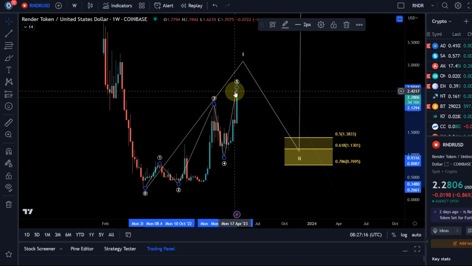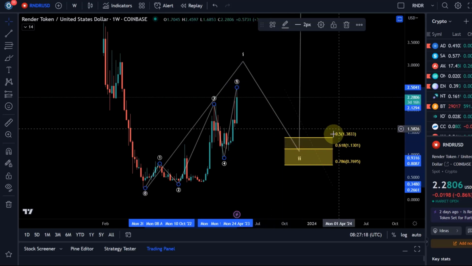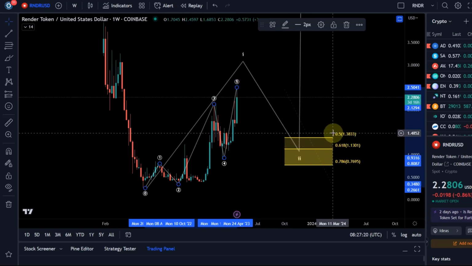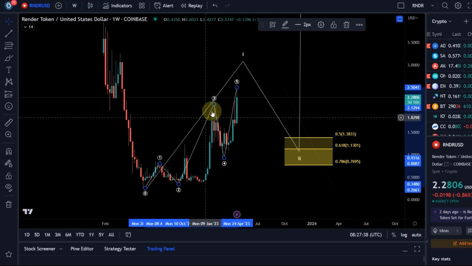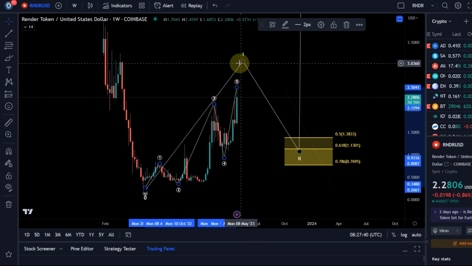But we should not expect the support area that's been defined here to hold. The reason is that it's not an impulse, it's a diagonal. Diagonals, just by the very nature of what they are, are less reliable. I would like to see an impulse rather, but we don't have one. So we have to work with this, which means we should not be surprised if the support area in the end breaks.